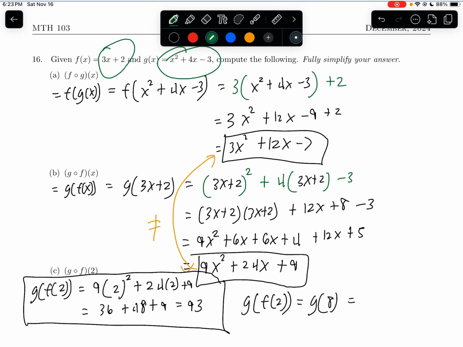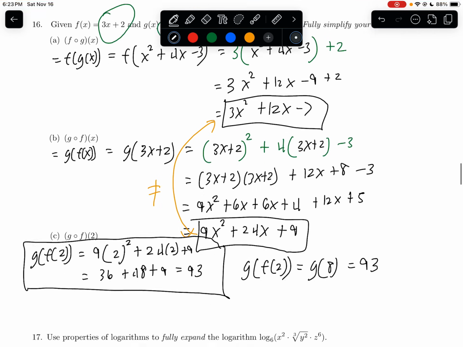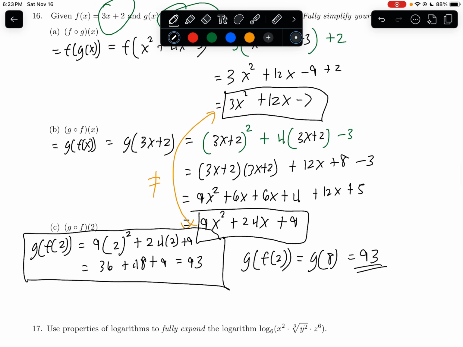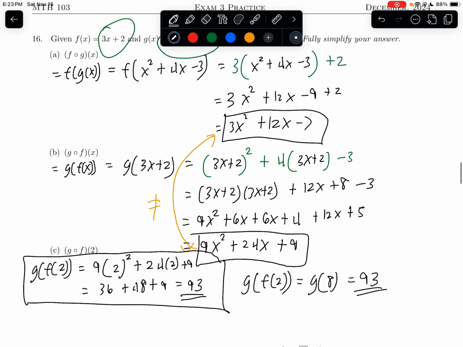So 8 squared plus 32 minus 3, and that actually gives me 64 plus 32 minus 3. This gives me 93 as well. And so you get the same number 2 different ways. If you are not confident on your formula in part B, maybe don't use it to do this. That's up to you. You can do it either way.